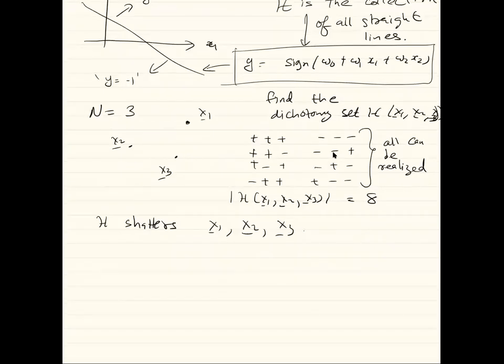Now consider another case. Suppose that x1, x2, and x3 lie on a straight line. So there is some straight line that passes through x1, x2, x3. Now the question is, which dichotomies are possible? Let's write them.